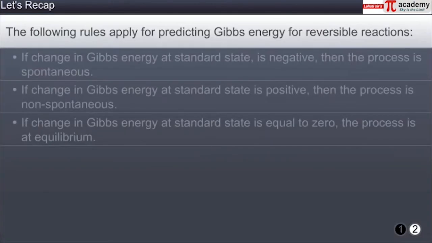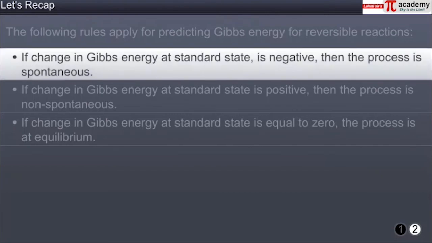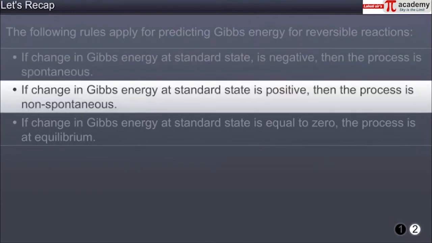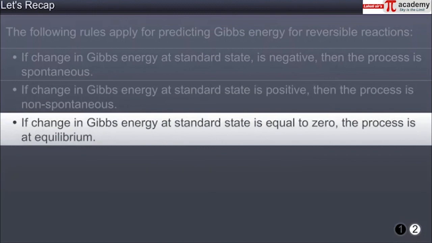The following rules apply for predicting Gibbs energy for reversible reactions. If change in Gibbs energy at standard state is negative, then the process is spontaneous. If change in Gibbs energy at standard state is positive, then the process is non-spontaneous. If change in Gibbs energy at standard state is equal to 0, the process is at equilibrium.